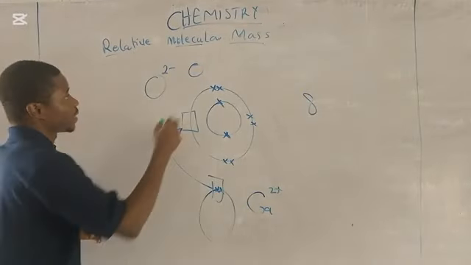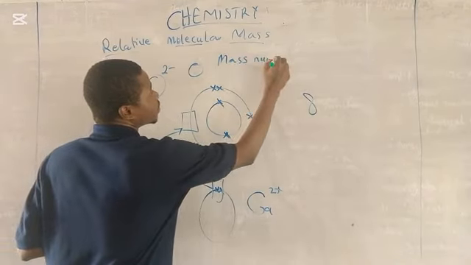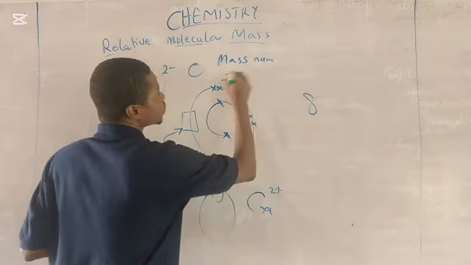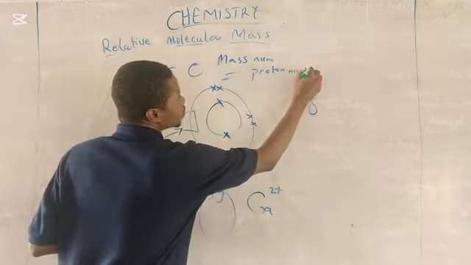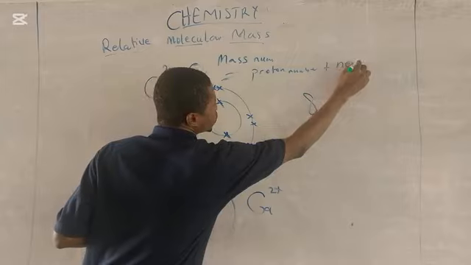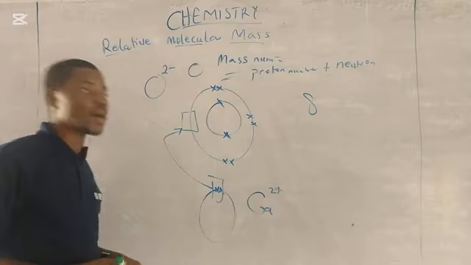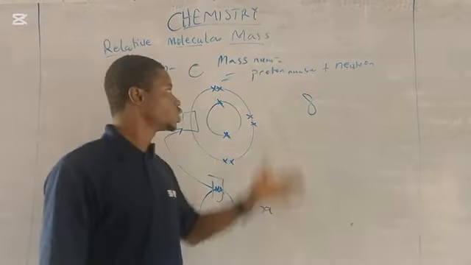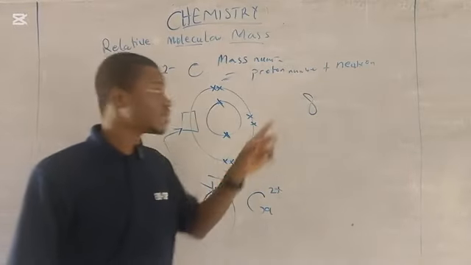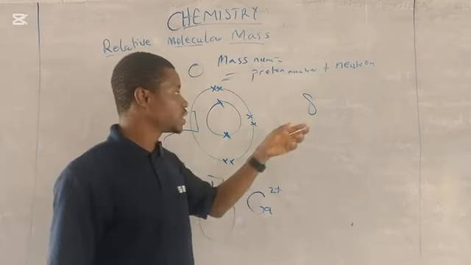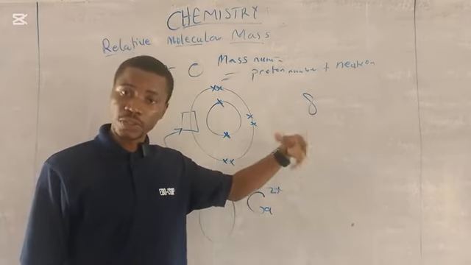Please take note of this formula. The mass number of an atom is equal to the proton number plus the neutron number. Proton plus neutron. Please take note of this formula: mass number is equal to proton number plus neutron number. I told you that proton number is still the same as atomic number. The atomic number of an atom is the same as the proton number. So if the atomic number of oxygen is 8, it means the proton number of oxygen is also 8.